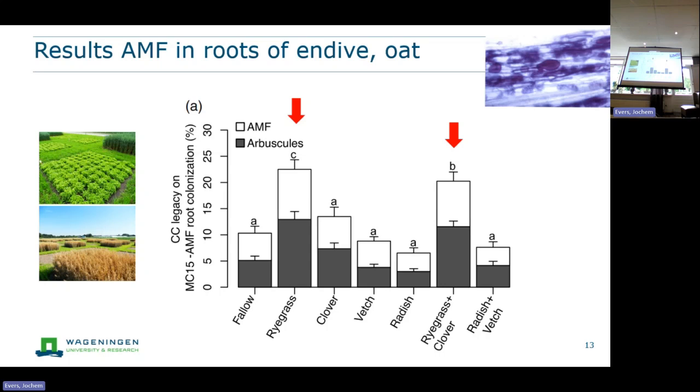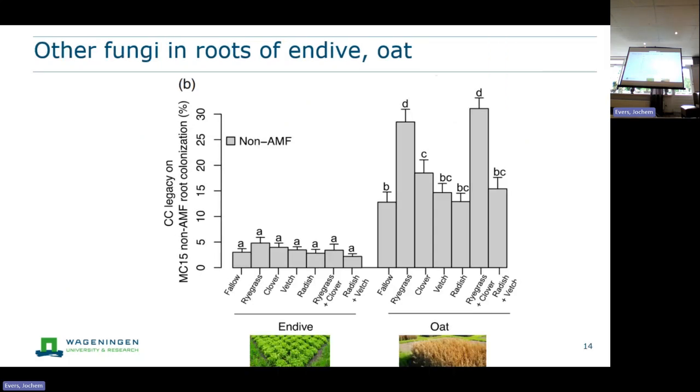Yeah, I can say more about it, but indeed, if we then look into also microscopy based into the other fungi, not mycorrhizal fungi, we see clearly we have many more non-mycorrhizal fungi in the roots of oats grown after different cover crops compared to the endive. One reason for that could be that actually endive is shorter on the fields, that's planted in May, while the oats were already seeded in March. And then again, we have 2 winners.